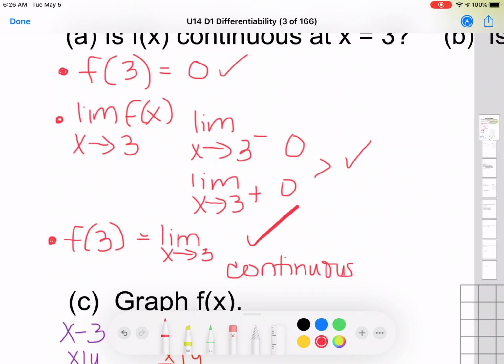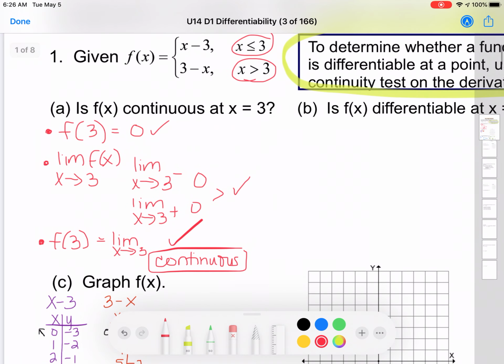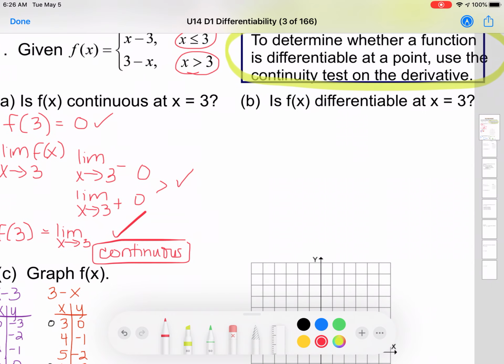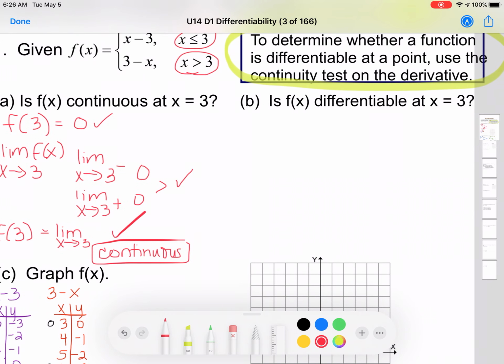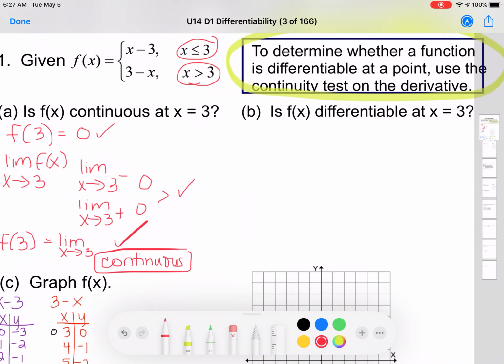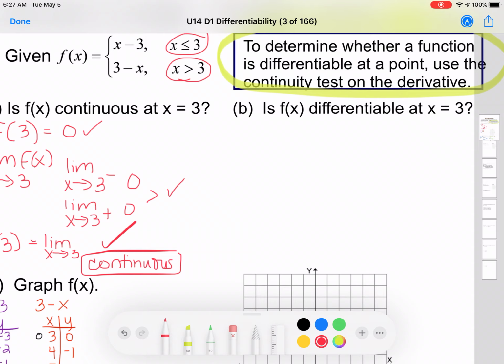Now that's just our first step in finding if this is differentiable. The second step in determining whether a function is differentiable at a point is to use that same continuity test, but we're going to use it now on the derivative. So now we have to find the derivative of the piecewise function.